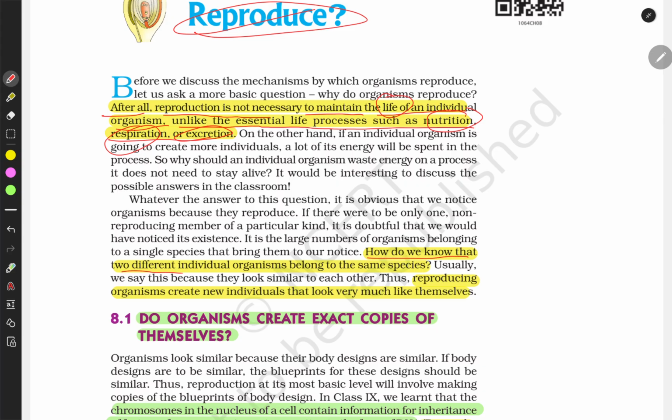So how do we know that two different individual organisms belong to the same species? Those two individuals who can reproduce together. Reproducing organisms create new individuals that look very much similar to themselves. If two organisms are reproducing together, then they are called members of the same species.